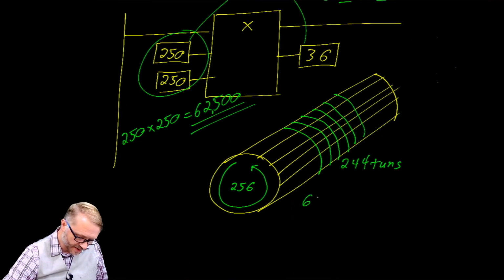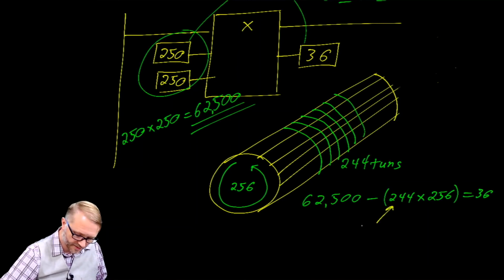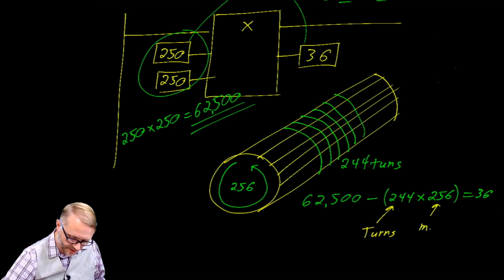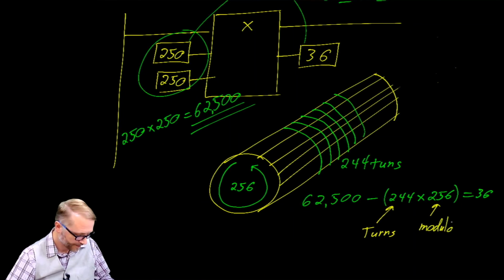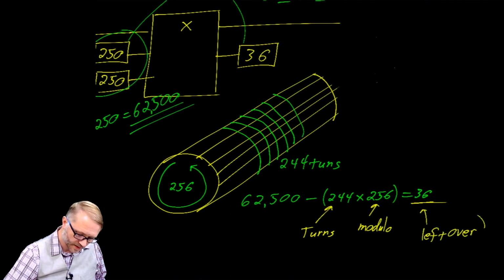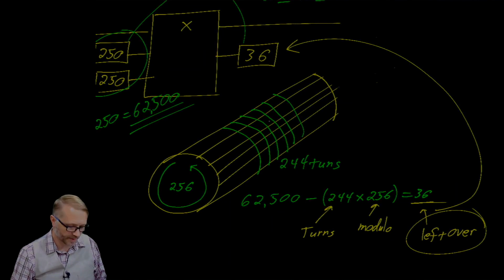So we had a total length of 62,500, and then we subtracted off 244 times 256, and our answer was 36. Here, 244 is the number of turns, and this describes the length of the turn, or modulo. And this piece is what's left over. And of course, what's left over is what actually gets sent out of this multiplier.